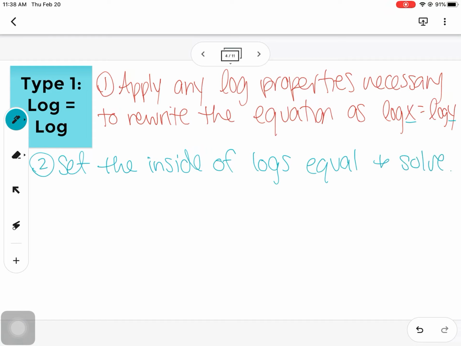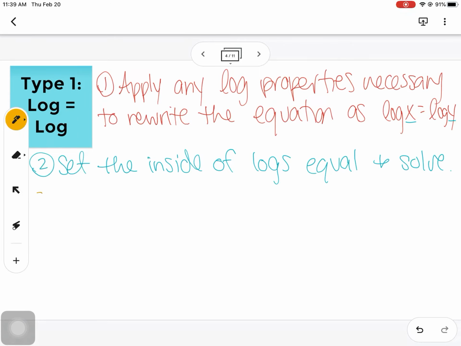What is crucial here is it had to be log equals log. One of the biggest mistakes that people make in this chapter is that they do this process right here when it's not log equals log. So if you don't have logs on both sides, that's not the type of problem you're doing here, and you can't do this process. And we will talk about how to solve that later. But if you do have log equals log, you're just going to basically drop your logs and set them equal.